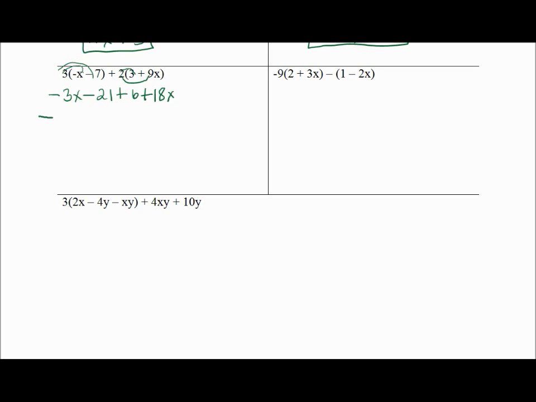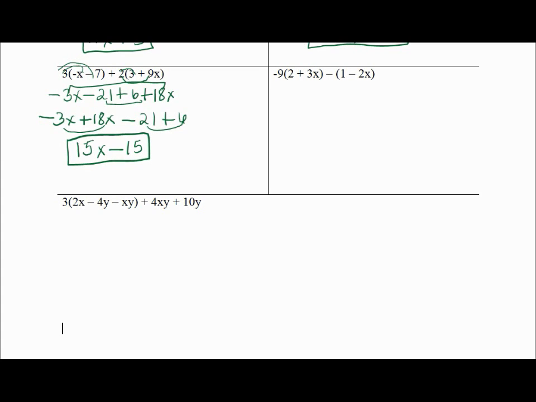Now I'm grouping my like terms together. Once again, remember, you really don't have to do this step. I just grouped the terms together before I actually combine. And then I had a negative 21 plus 6. So negative 3x plus 18x gives me a 15x. Then I had negative 21 plus 6 gives me negative 15. So I end up with 15x minus 15.